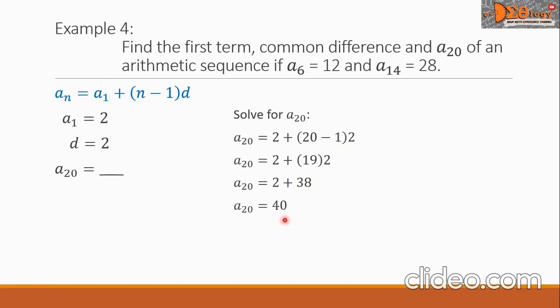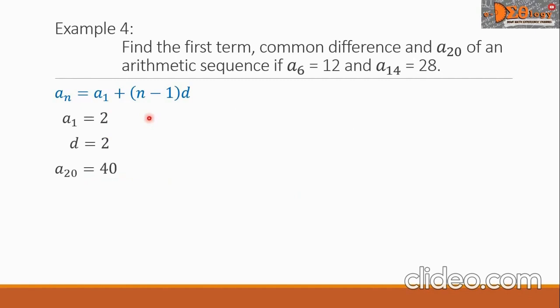We are going to copy this value opposite a sub 20 in here. So now we are complete with the required values of the problem. A sub 1 is 2, the first term. The common difference is 2 also. And a sub 20 is 40. This is our final answer.